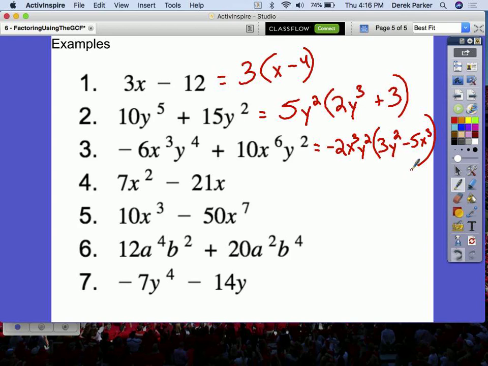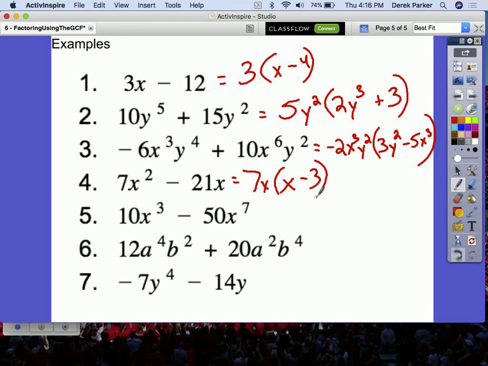Number 4, the greatest common factor of 7 and 21 is 7, so 7 comes out. X squared and x, I get x. 7 divided by 7 cancels out. X squared divided by x is just x. 21 divided by 7 is 3, minus 3, and the x's cancel out. So 7x parentheses x minus 3 will be my answer.